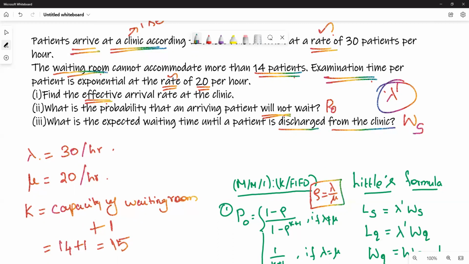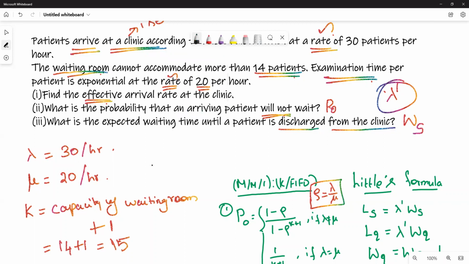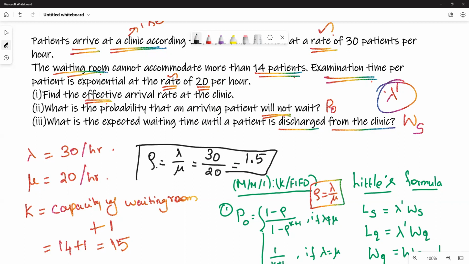So we have got lambda, we have got mu, and we have found out K. So let us proceed to find the remaining values. As you know, lambda and mu, go ahead to find rho. Rho is lambda by mu, which is 30 by 20, that is 3 by 2, that is 1.5. So in this problem, rho is 1.5.